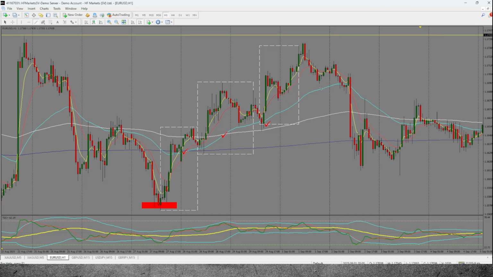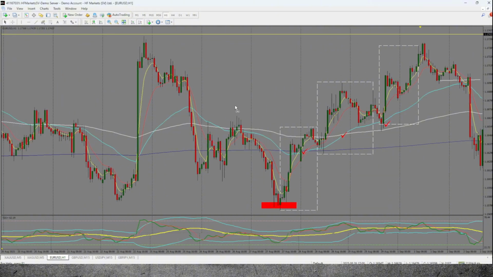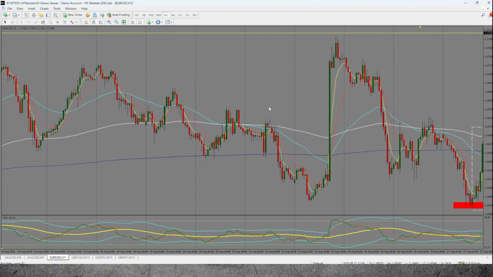Some other people would love to enter at retest of the neckline, right? Which is something like this: break and retest of the neckline. But in my case, I love to use an M pattern. Let's now have another example so that it will be easy.